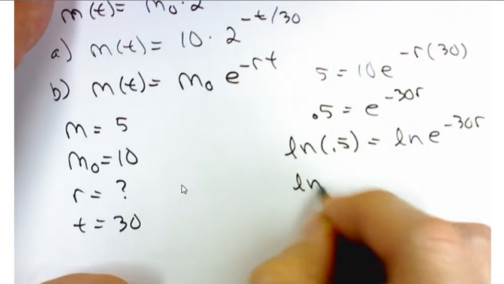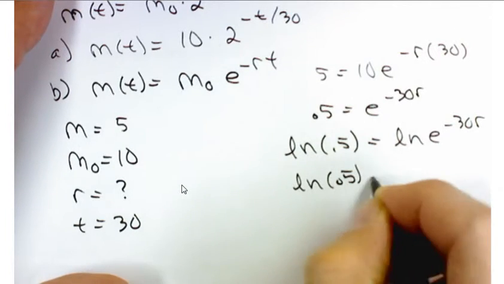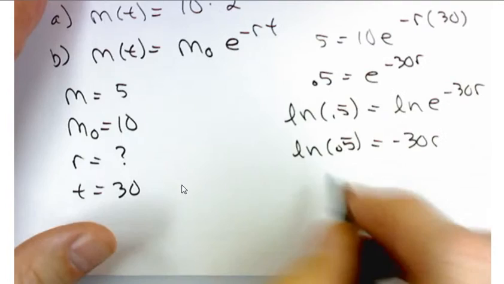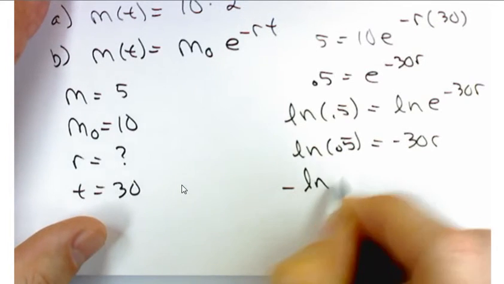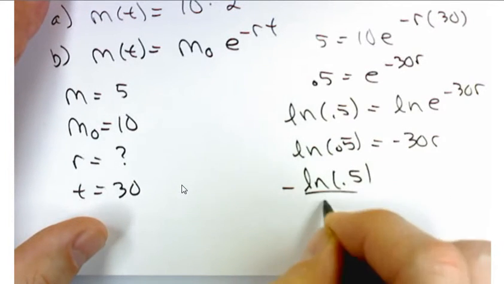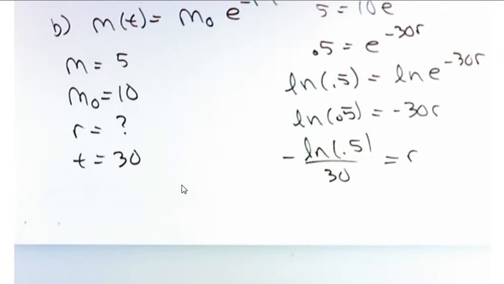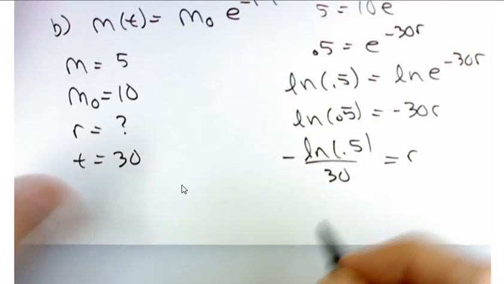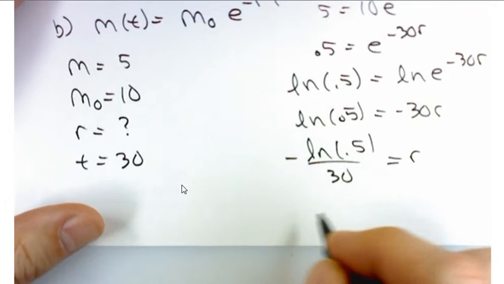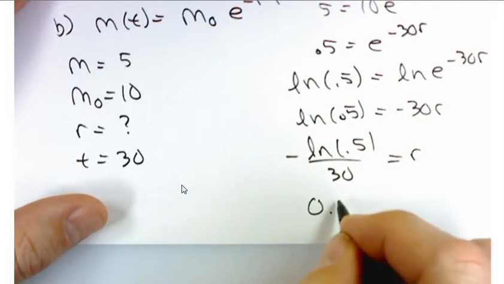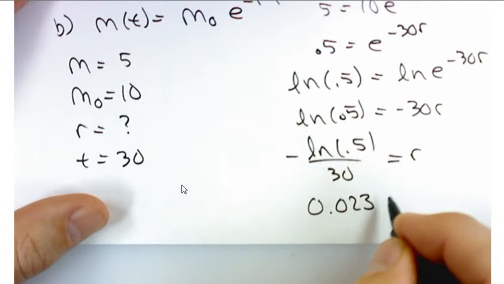Divide both sides by negative 30, and you should get a value for r like this. So negative ln of 0.5 divided by 30. I'm getting it about 0.23. Is that roughly what you guys are getting for R? Are you able to match that calculation?